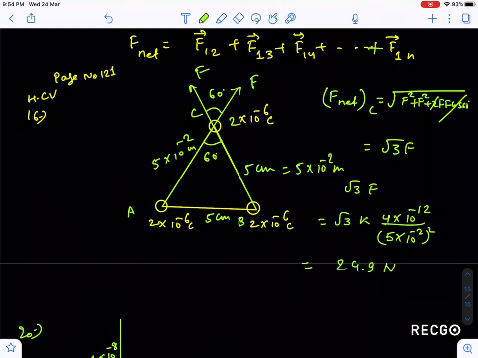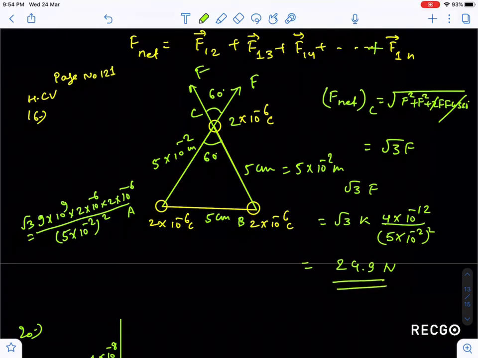And F you can calculate as K Q1 Q2 divided by R square. K is 9 into 10 to the power 9, Q1 and Q2 are 2 into 10 to the power minus 6 into 2 into 10 to the power minus 6, divided by the distance 5 into 10 to the power minus 2 whole square. This is the force because of one charge, and the resultant force is root 3 times this. When you calculate the value, you will get 24.9 Newton.